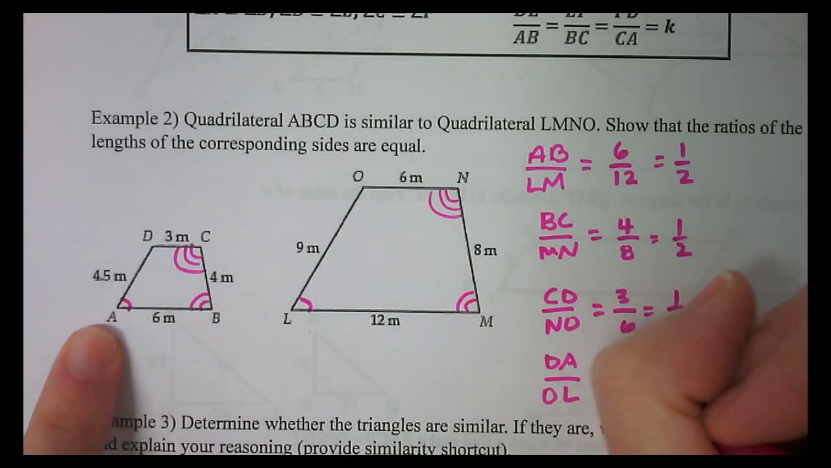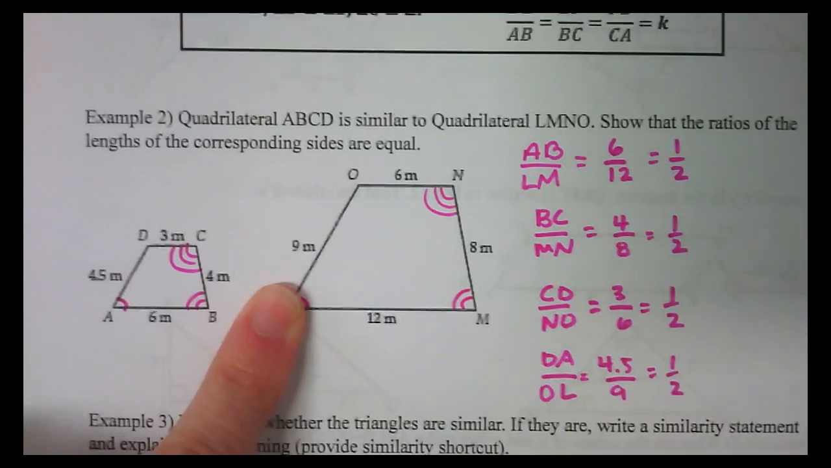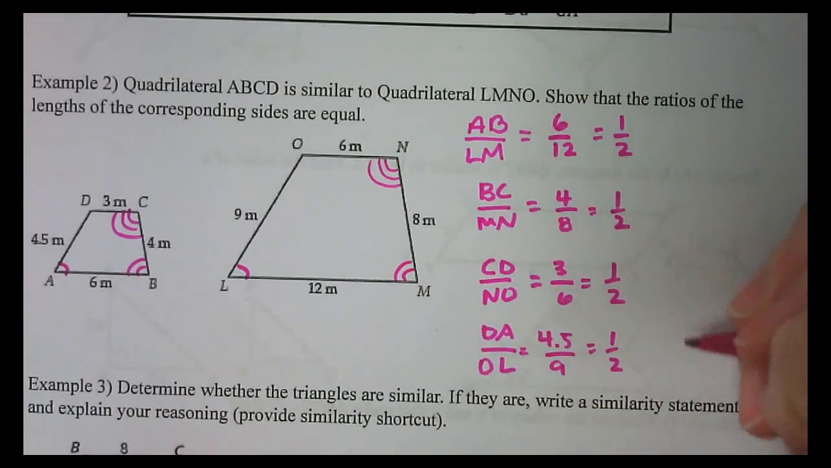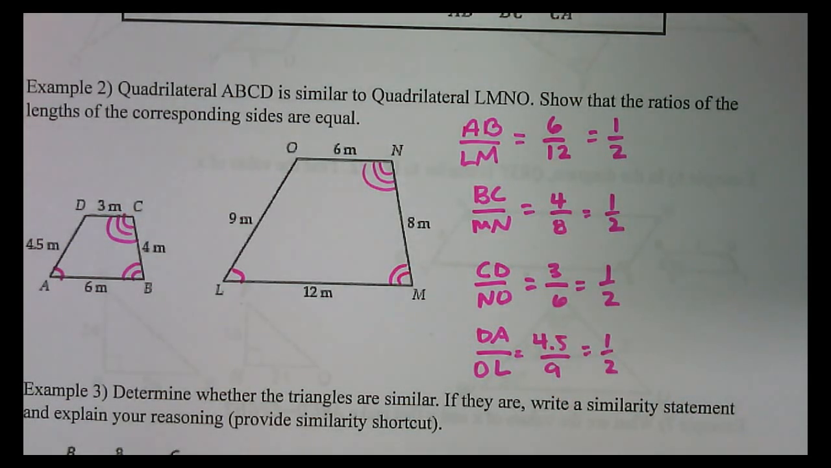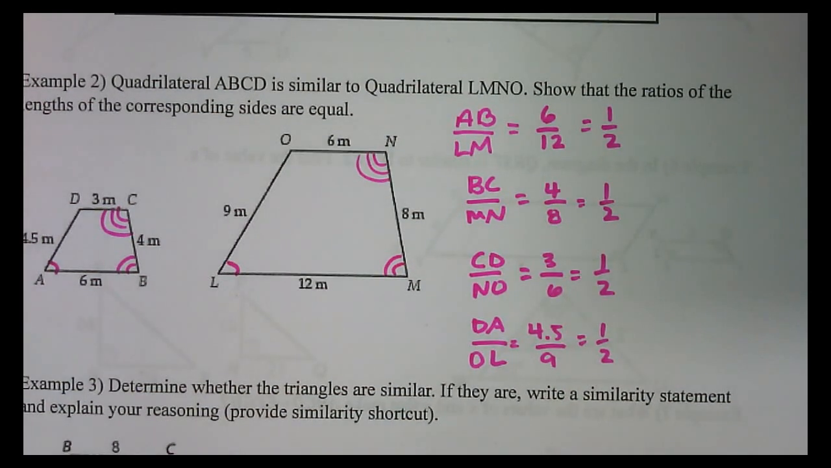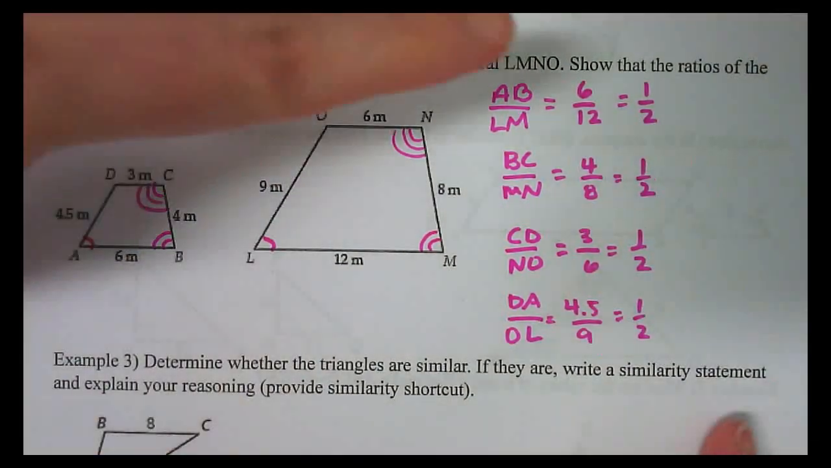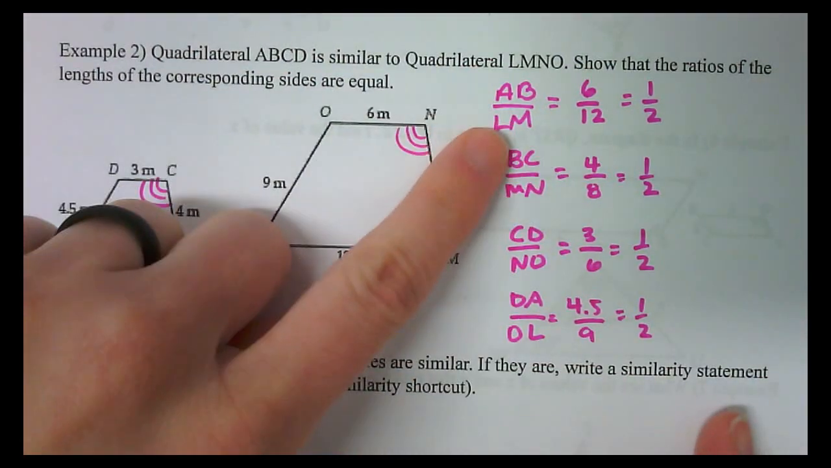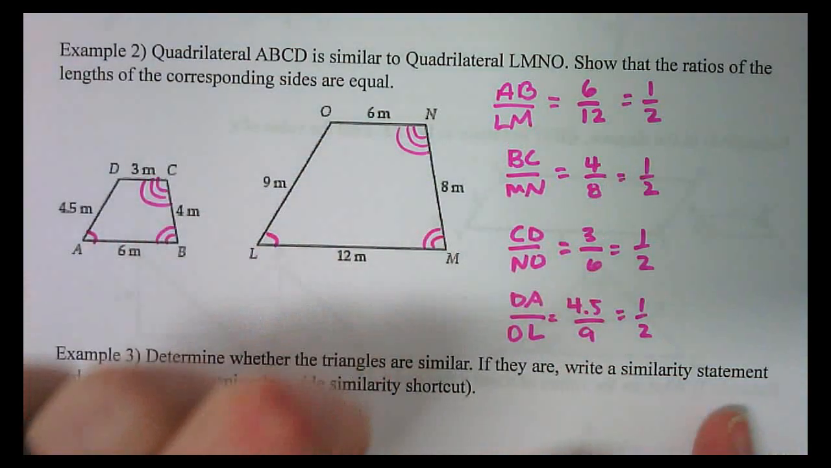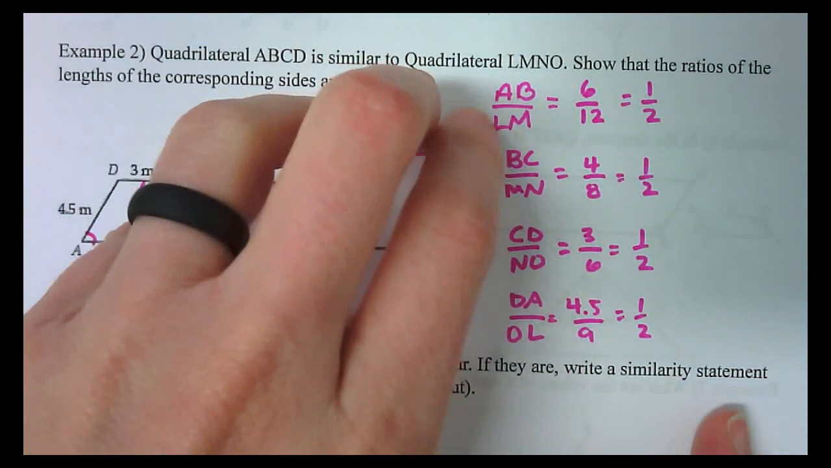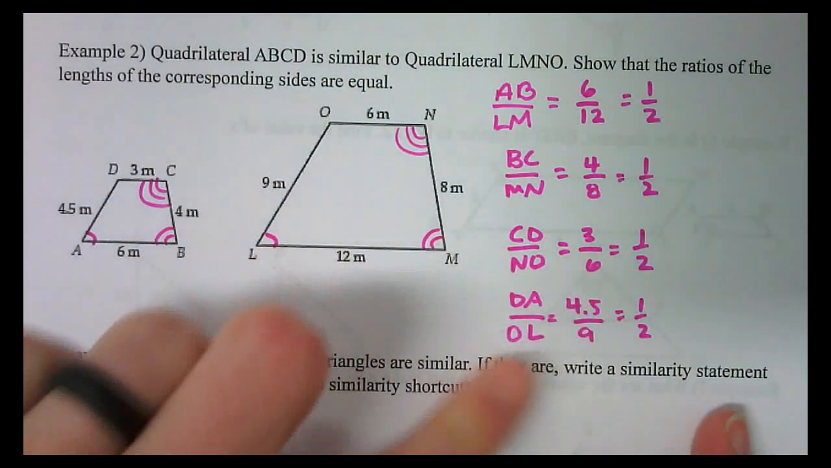So DA is 4.5 and OL is 9, which is 1/2. Now, this is all correct. Had I flipped each one of these over, I would have got 2 over 1 every single time, and that works too. You just have to stay consistent. If you start with little one on top and big one on bottom, then you have to go from little to big every time you do it. If you had started and put the bigger one on top and the little one on the bottom, then you'd have to do that for all 4 sets.